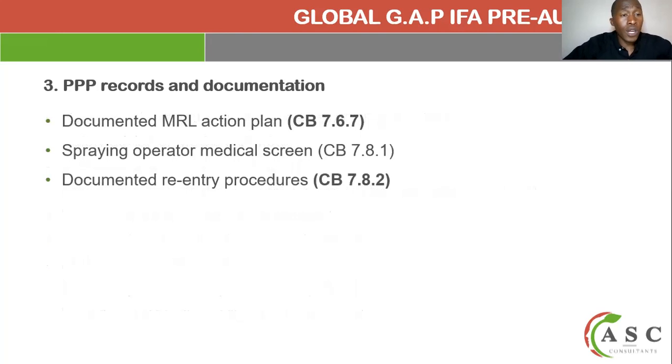Okay, let's move along. So now there should be a documented MRL action plan. Inside your MRL action plan, you are stating what you would do, what precautionary measures you would take in the event where your MRL has exceeded the requirements or does not comply with the regulation. Would you dispose of it? How would you dispose of it? Are you going to withdraw or recall that particular product? So your MRL action plan must address those topics.